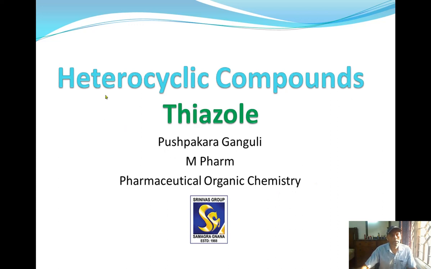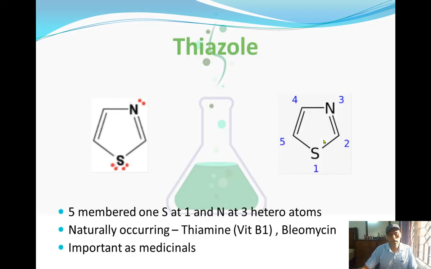In this class, so far we are studying heterocyclic compounds. This is Unit 4. So far we have studied pyrazole, imidazole and oxazole. In today's class we are going to study thiazole. That's the next heterocyclic compound.